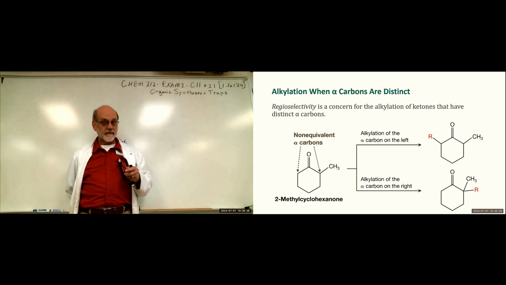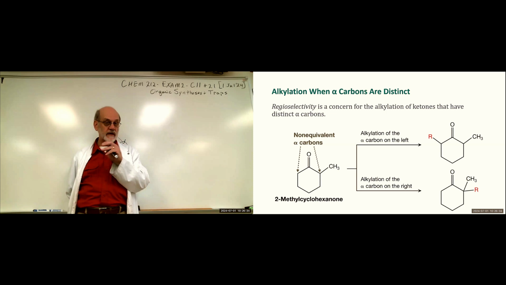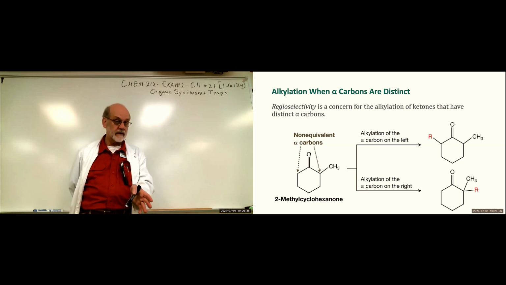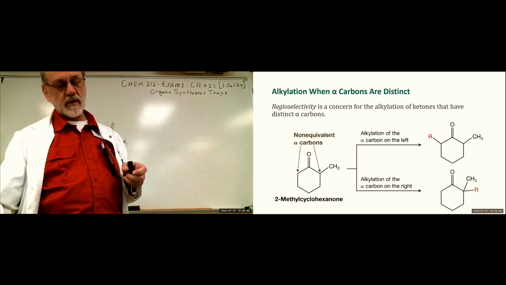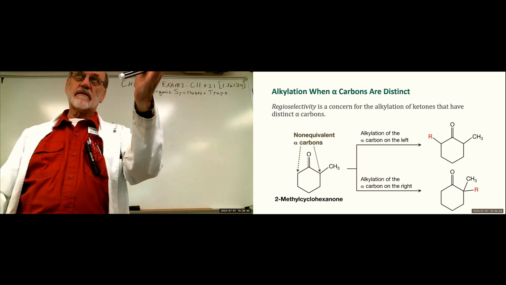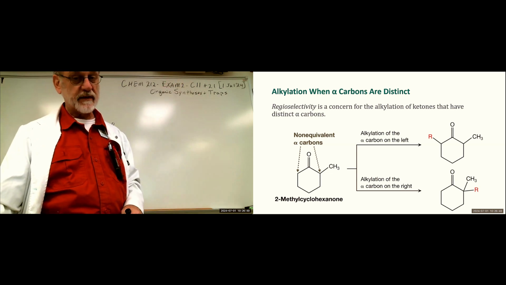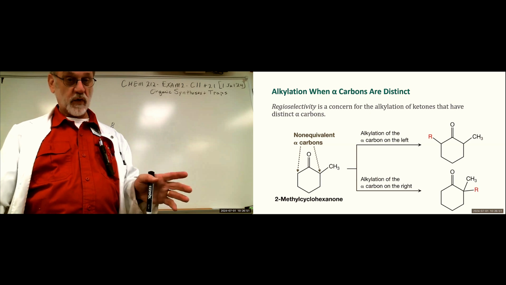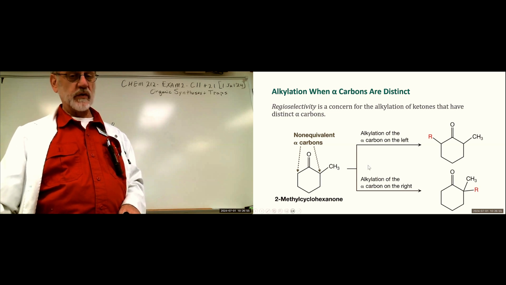In other words, we're going to form a bond either at the more substituted alpha carbon or the least substituted alpha carbon. Those are the two possibilities. So once that happens, you're going to have a carbon bond on the least substituted side, or a carbon bond on the more substituted side. Those are our choices for this ketone. All right, how do we choose?